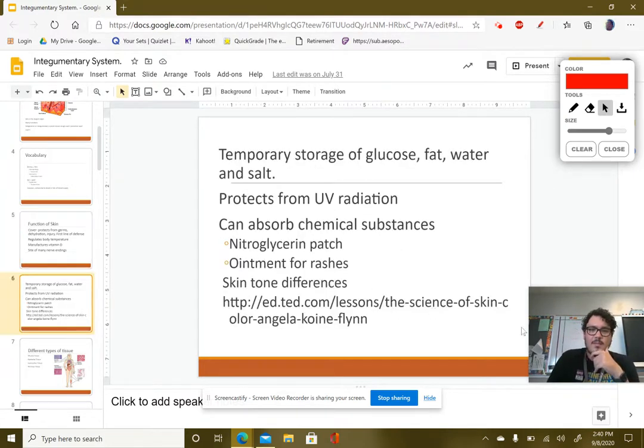Right? And finally, what other things can skin be associated with? Temporary storage. This is pretty important. So we find things like glucose, not too much glucose. It's not like glycogen in the liver. It's a little bit. What we find a lot of in the skin is going to be fat. We have a lot of concentration of fat.